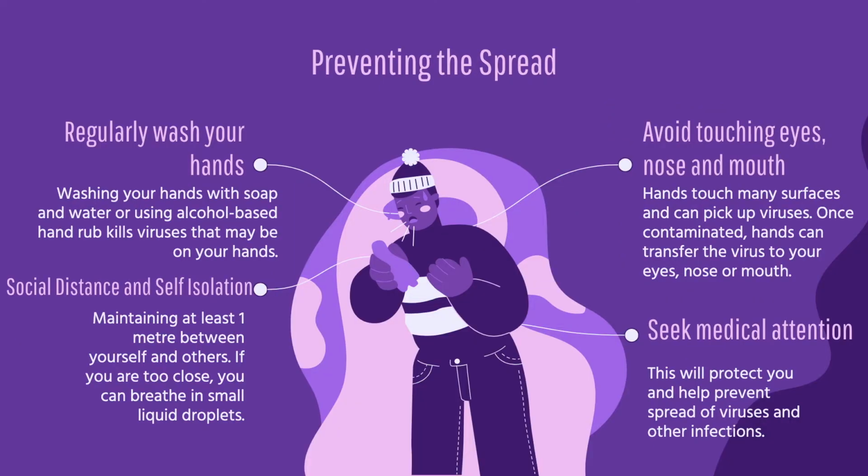Preventing the spread. There are several things you can do to prevent the spread of the coronavirus. One of the things is you should regularly wash your hands. You could social distance and also self-isolate. Self-isolation means staying at home and only going out for necessities. Social distancing, you just maintain at least a 1 meter distance between yourself and other people next to you. This is to prevent you breathing in liquid droplets that may contain the virus.